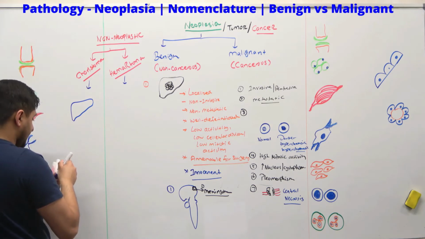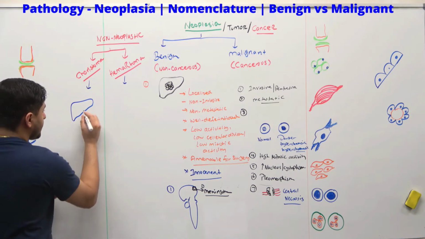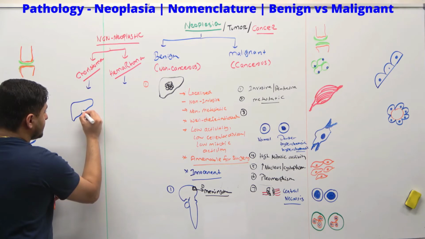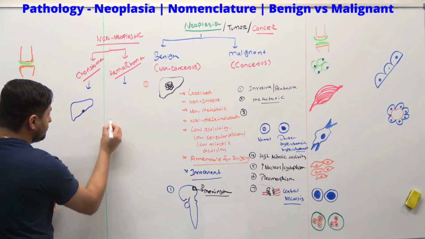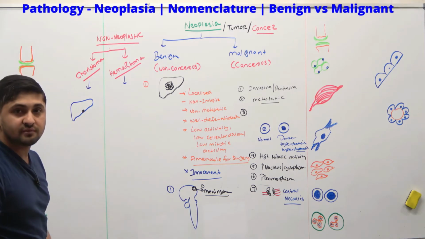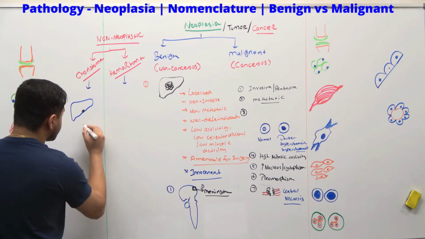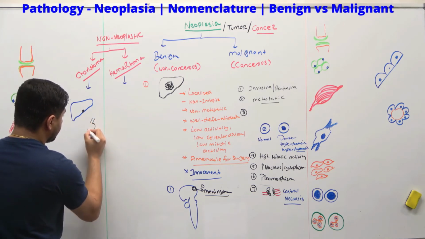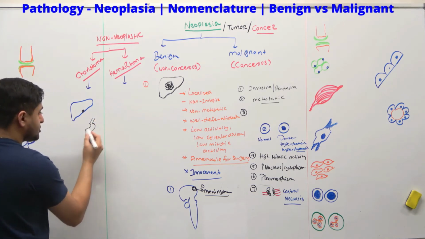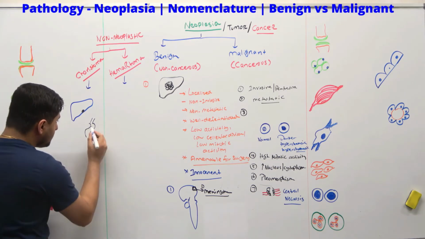Let's say this is a liver, right? And you basically see the liver cells are there. Let's say these are liver cells. These liver cells you may find in different locations. For example, these liver cells may be found here, in your GI mucosa right here.